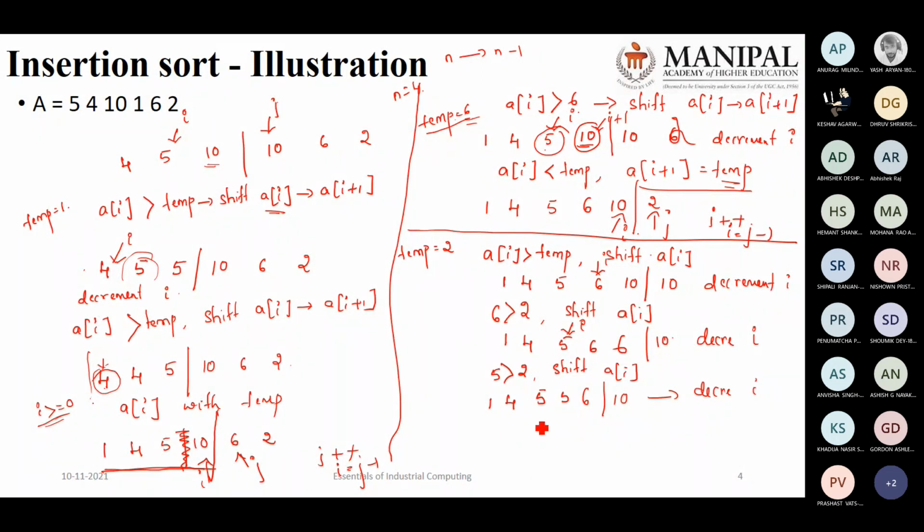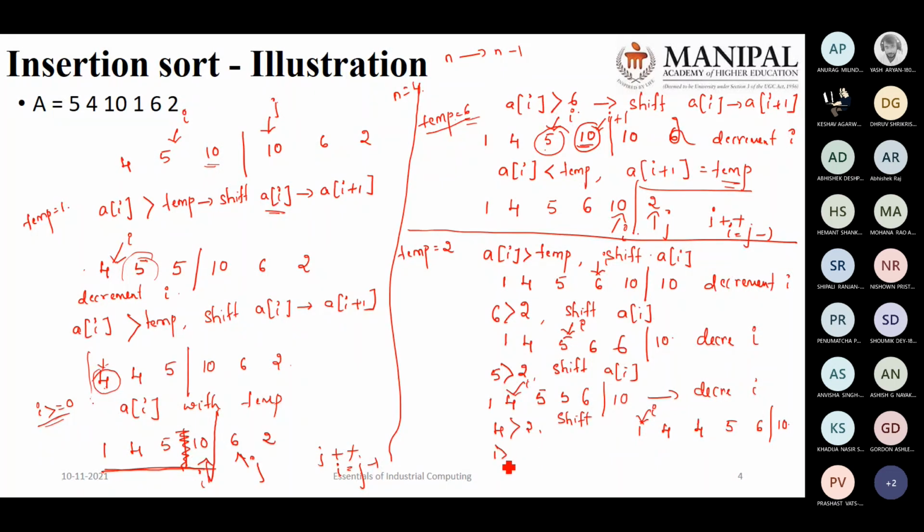When you decrement I, your I will point to this particular value 4. You are comparing 4 with the 2. 4 is again greater than 2. Again perform the shifting. New array will be 1, 4 and 4 has to be shifted one position to the right, so it is 4 again. Then 5, 6 and 10. Decrement I again. Now I will point to 1.